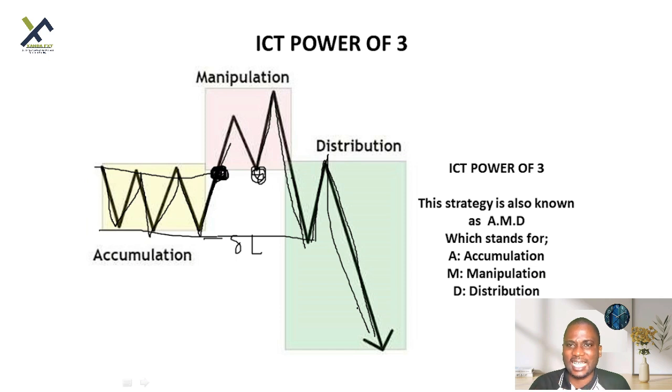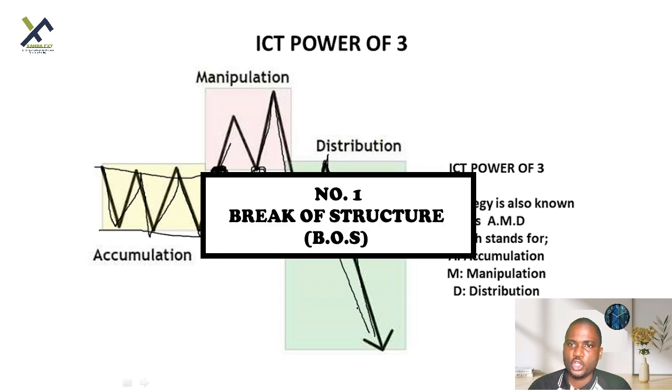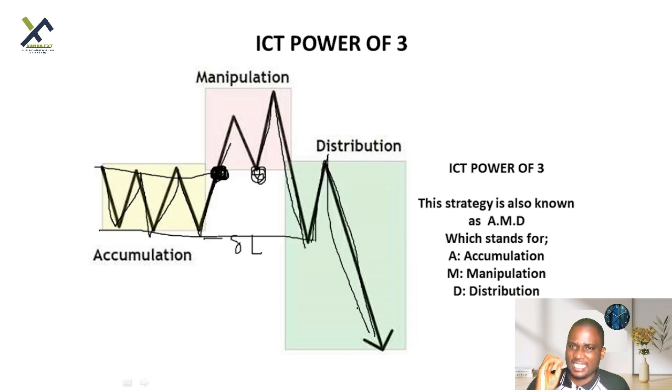Now, let's look at another important thing here. Where and when should I be expecting the occurrence of this setup? There are two criteria or yardsticks that I use to spot when I should be expecting the next ICT Power of 3 occurrence. Number one, a break of structure. Once I spot a break of structure, I should be expecting the market to begin to accumulate again. And once I see accumulation, I wait to look out for the manipulation stage.